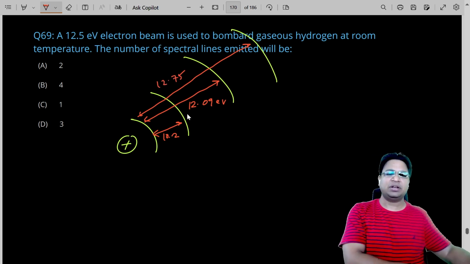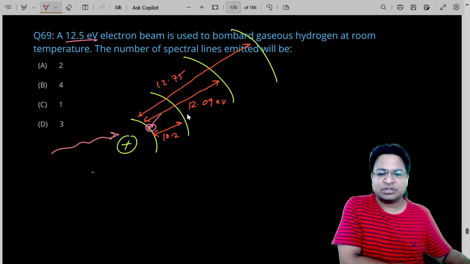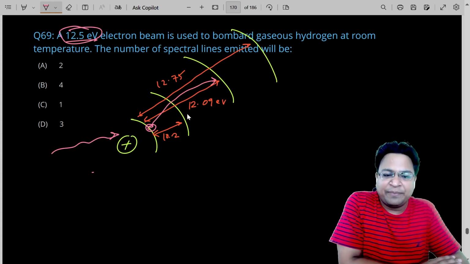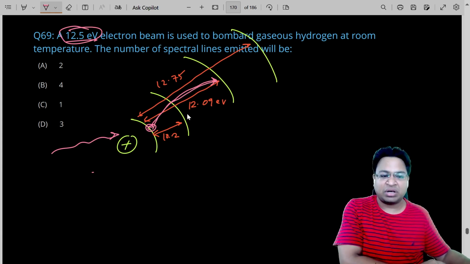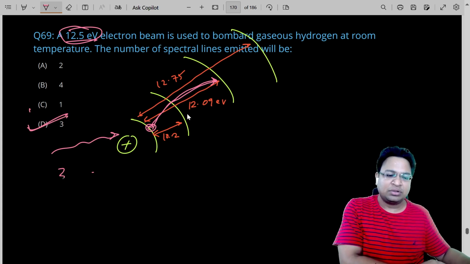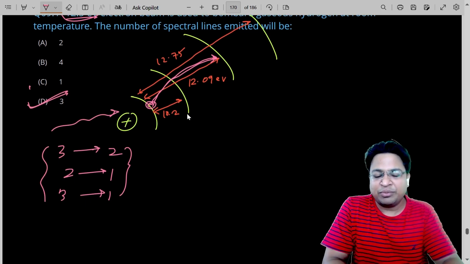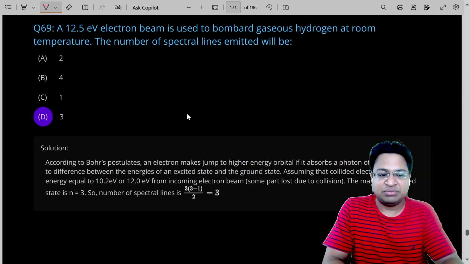So what we know from here is that if the electron is in the ground state and we are sending electrons, these electrons will only be able to take it up to the third orbit. They can't take it to the fourth orbit because they don't have enough energy. If the electron jumps up to the third orbit, then when it comes down, we can see three spectral lines corresponding to the 3 to 2 transition, the 2 to 1 transition, and the 3 to 1 transition. So these three spectral lines may be visible in this situation, because the electron can't go to orbit 4, so any transition from orbit 4 will not be possible.